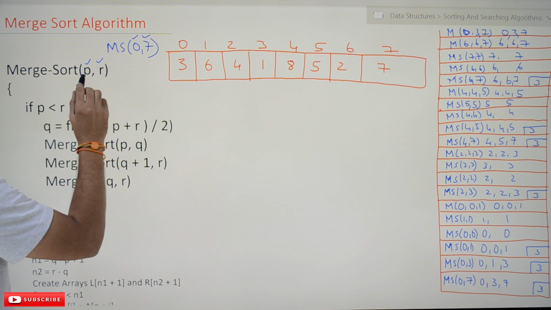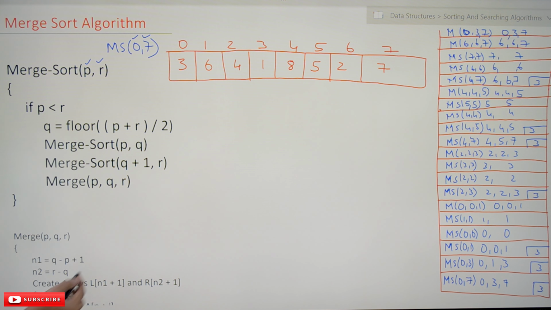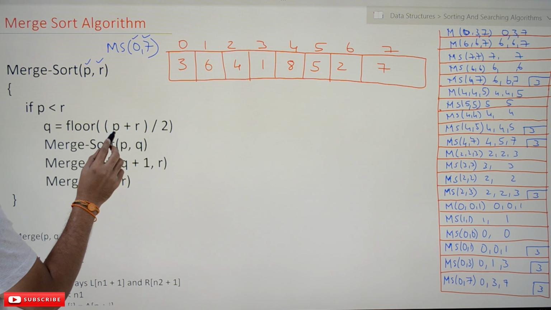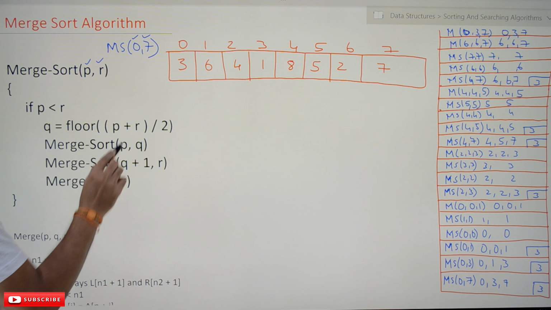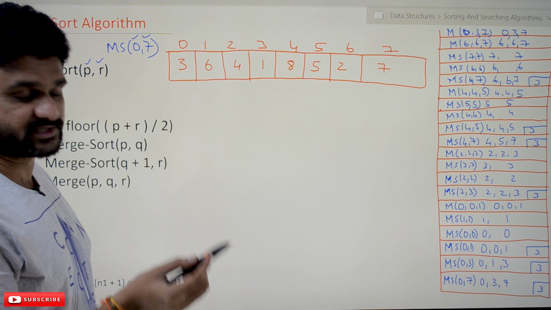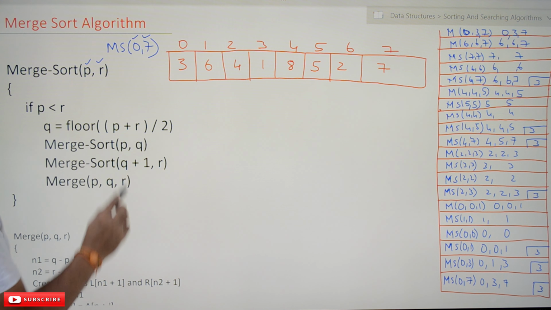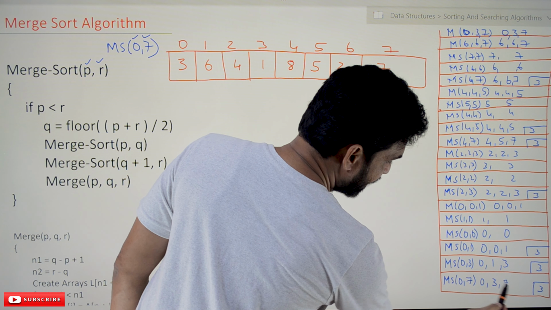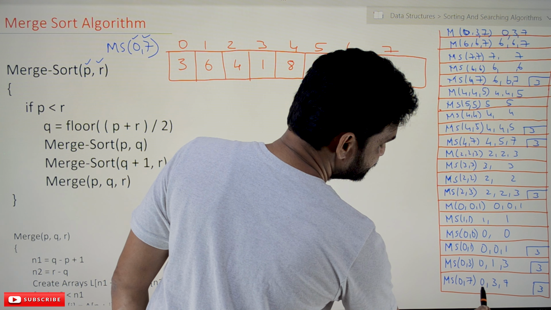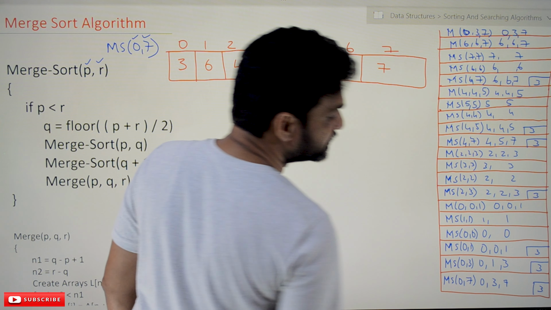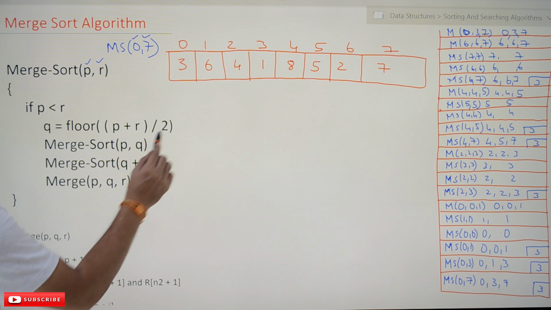P less than R: P is 0 and R is 7. 0 less than 7. Is it true? Yes, it is true. If it is true, what is the value of Q? 0 plus 7 by 2, which is 3.5, and the floor value is 3. So the three numbers are represented in order P, Q, R. P is 0, Q is 3, and 7 is R.